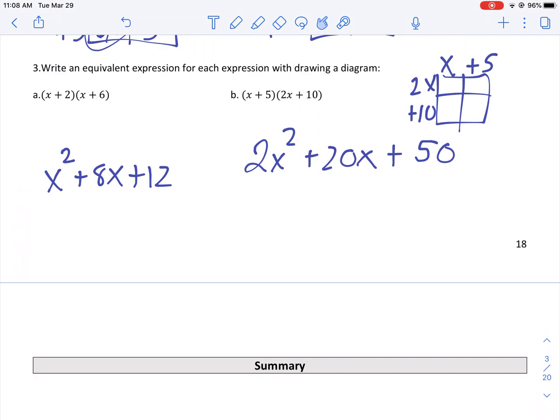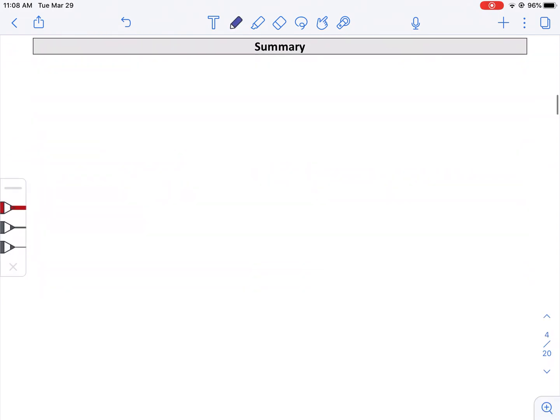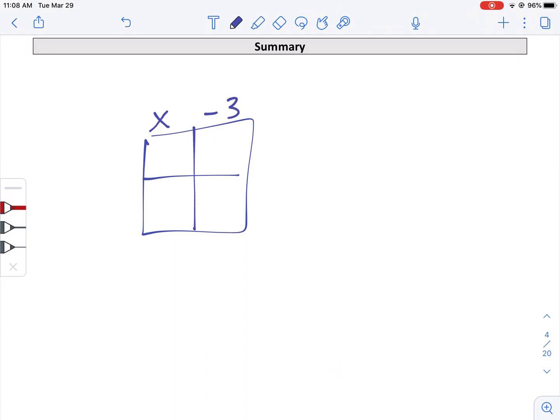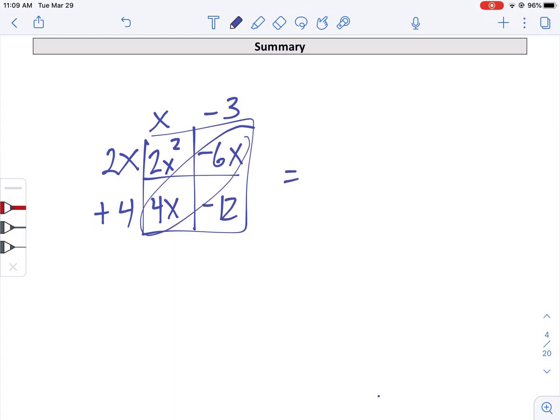So as a reminder, when multiplying binomials, one thing I want to make sure we do is if you have a negative, make sure you put a minus 3. So maybe it's 2x plus 4 and x minus 3, so we have 2x squared minus 6x, positive 4x, negative 12. You can combine your x's, so our total is 2x squared minus 2x minus 12.